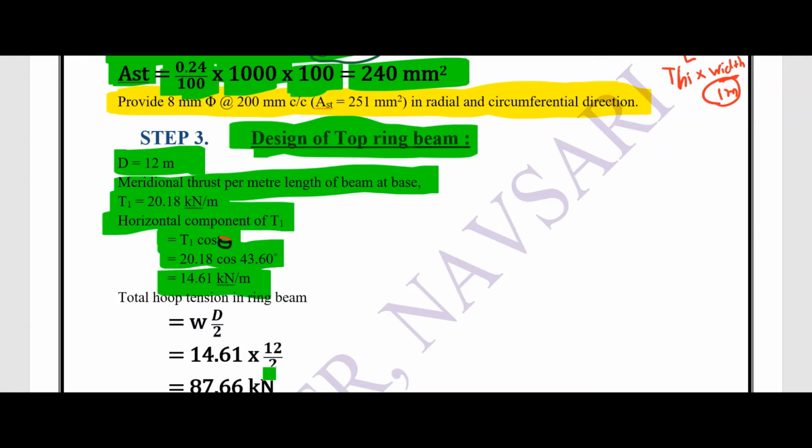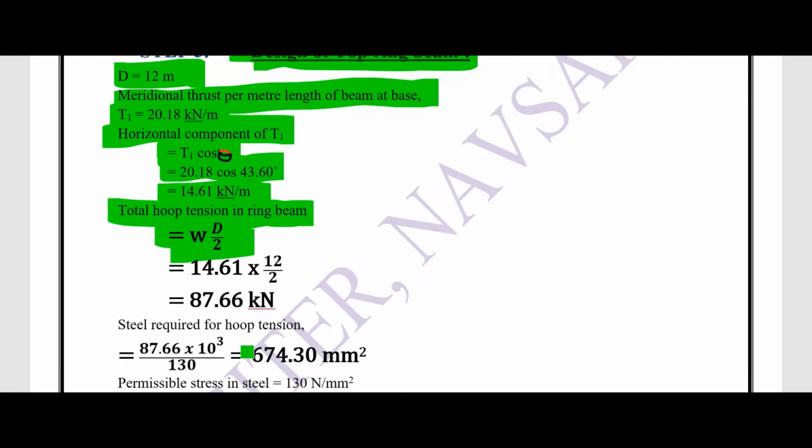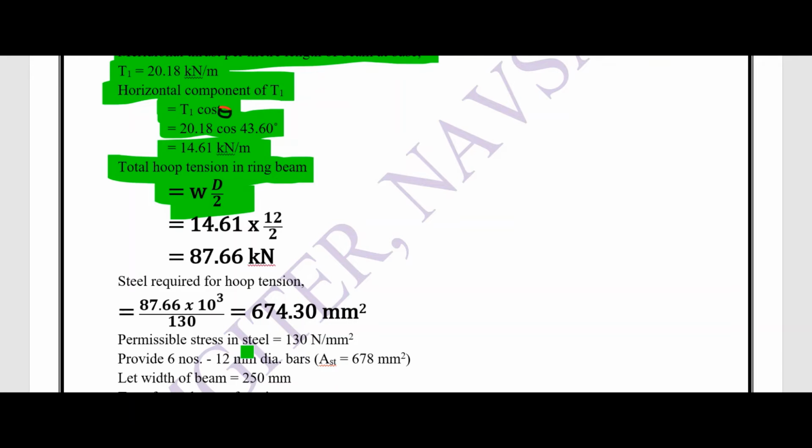Now we have a hoop tension in a ring beam, which is given by the equation W into D by 2. Simple equation, W into D by 2. W means the horizontal component. We assume the horizontal component is W, so D by 2. So we have hoop tension in the ring beam as 87.66 kilonewton. So right now we have to provide steel for the hoop tension.